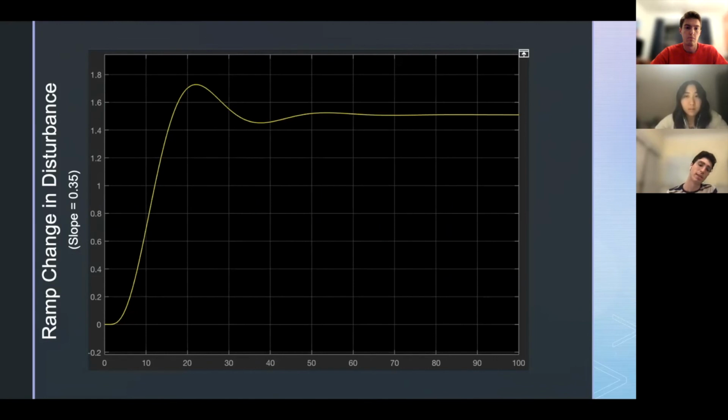And we included this last plot. This is what happens when there's a ramp change introduced as a disturbance. We messed around with the slope. We said 0.35 because this made the plot look remarkably similar to the unit step change in set point. Might be a coincidence, it might not, but we found it interesting. The only difference was that it found stability a little bit higher. The stability of the set point was found at 1, but this is at about 1.5.